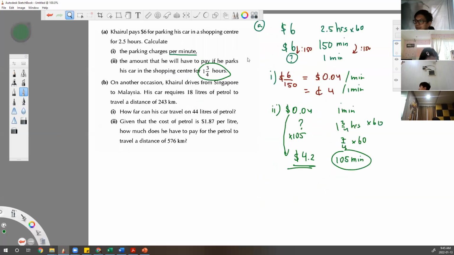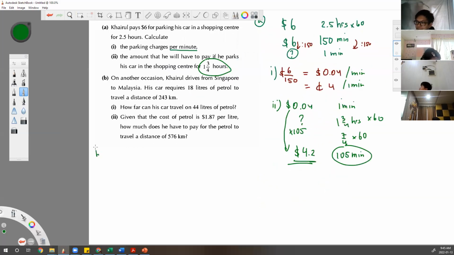On another occasion, Khairul drives from Singapore to Malaysia. His car requires 18 liters to travel a distance of 243 kilometers. So 18 liters, 243 kilometers. The question is, how far can his car travel with 44 liters of petrol? 44, how long is the distance?